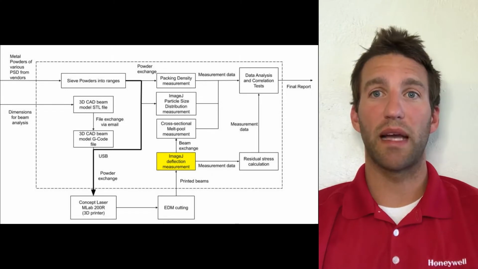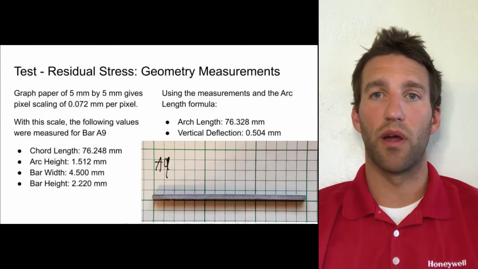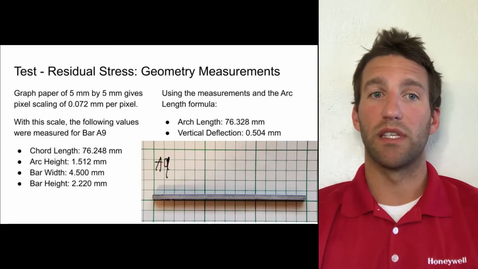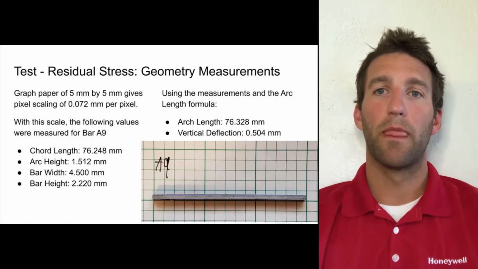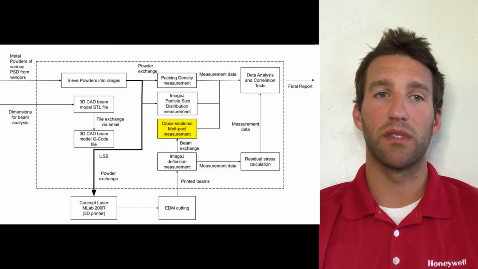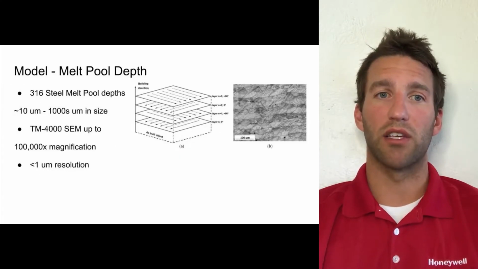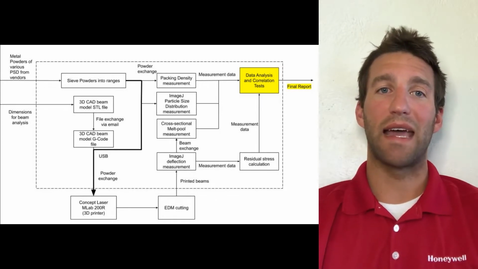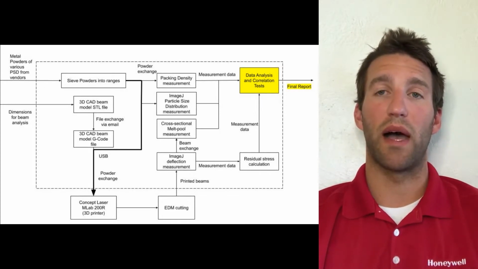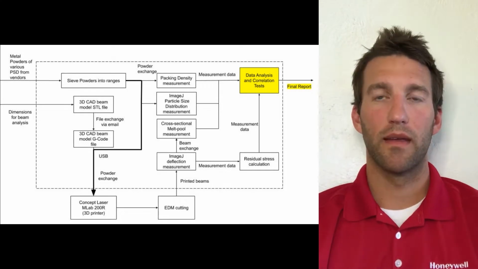Once these parts were sent back to our team, we then analyzed them, again using ImageJ software, to characterize the residual stress by looking at the deflection in these printed beams. Once the deflection was looked at in these beams, we then cut them into small pieces and looked at the cross section to understand the melt pool. Once this was done, a final data analysis and correlation test was compiled to give us a final report. Now, our team is going to walk you through the specific steps to make this project happen.